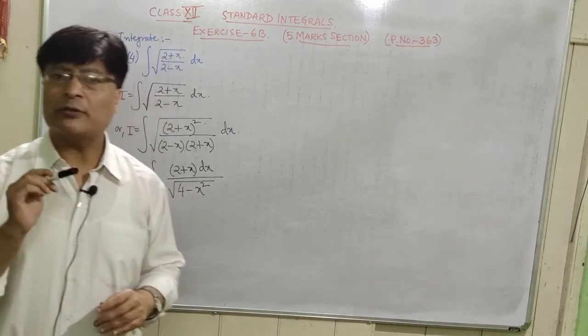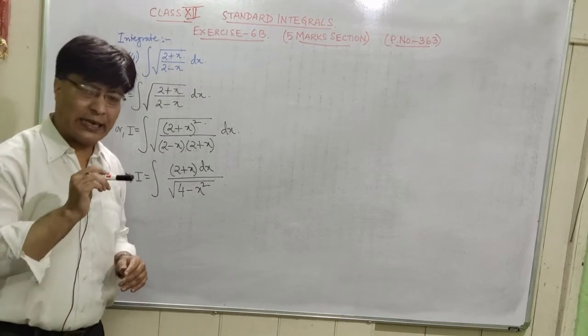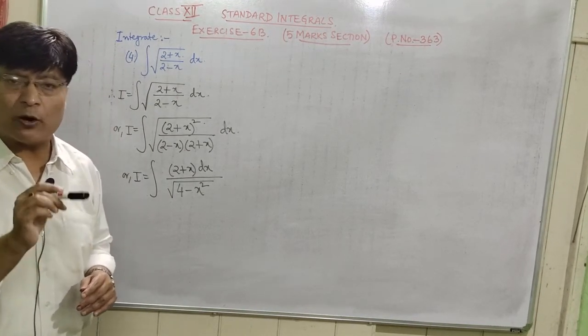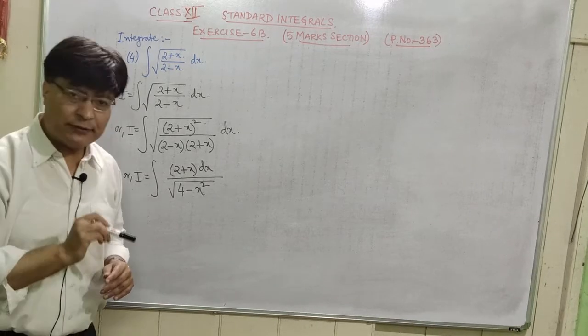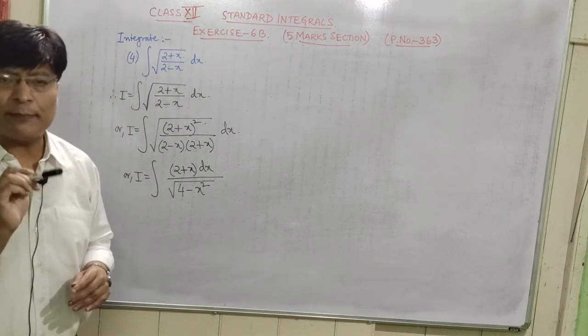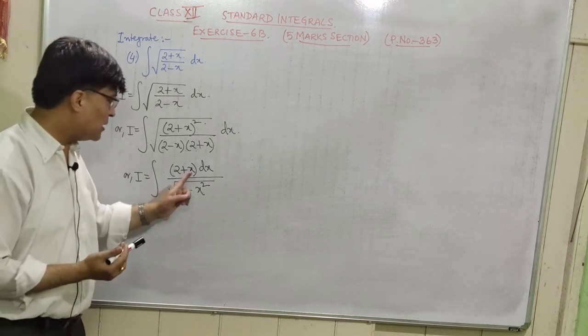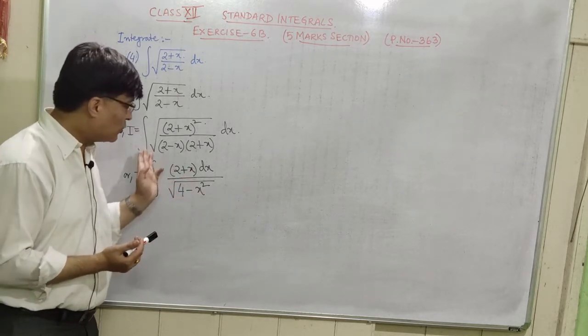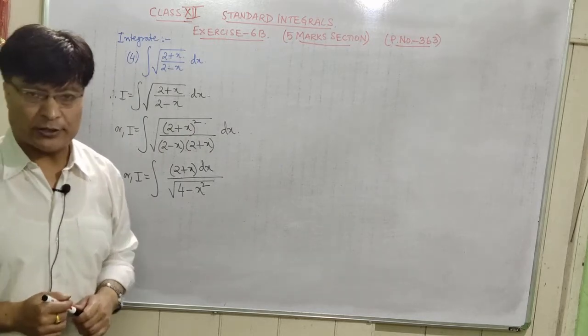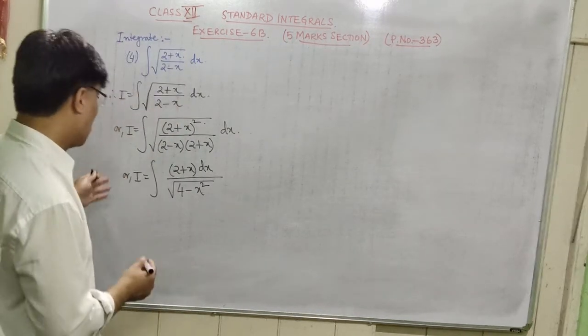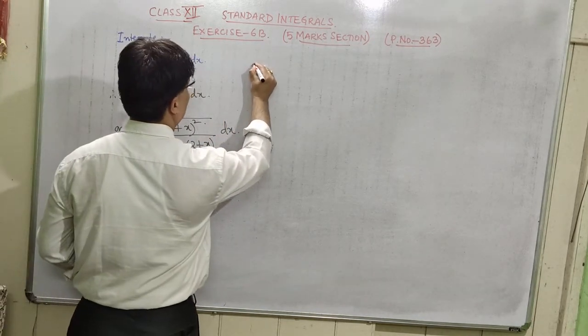If there is no term containing x to the power 1 in the denominator, if there are only the terms containing x square and a constant, you can directly separate this expression. Okay. So let us directly separate this expression.